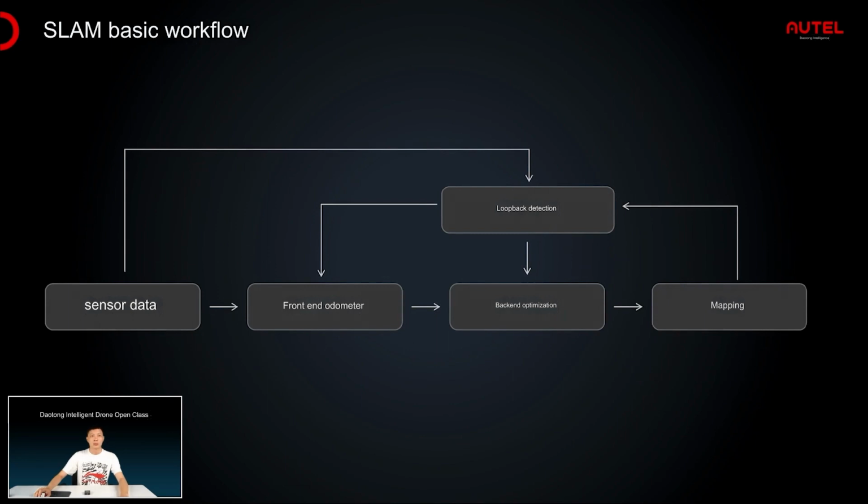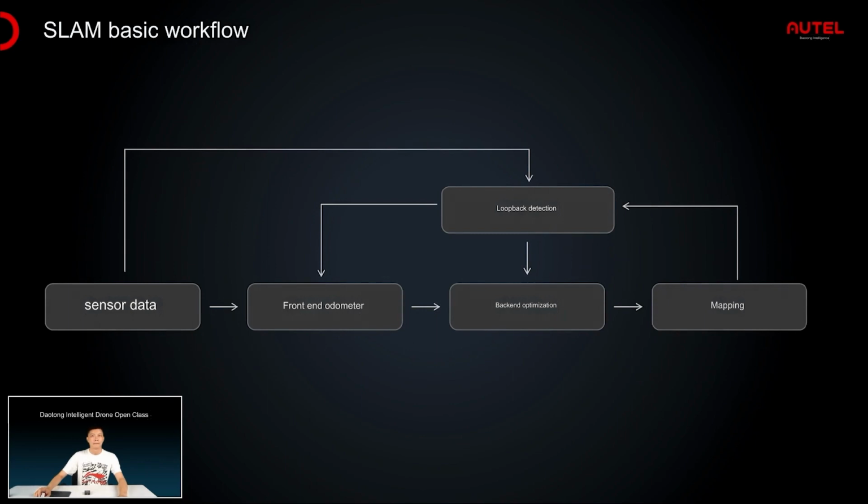As the name suggests, it detects whether the aircraft has visited a place it passed before. If a loop is detected, it will be passed to the back-end. The back-end optimization will adjust all positions or map points to build a map with overall consistency. Such a map will then be given to the front-end odometry for positioning. In this way, the front-end odometry will be able to obtain drift-free positions, so positioning and mapping is a complementary process. This is the basic workflow of SLAM.